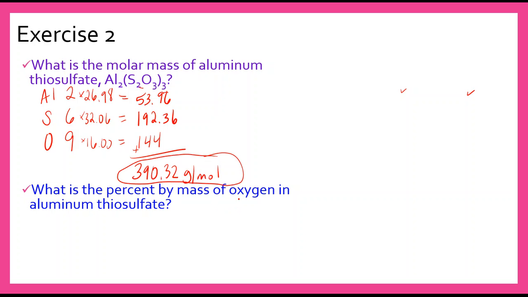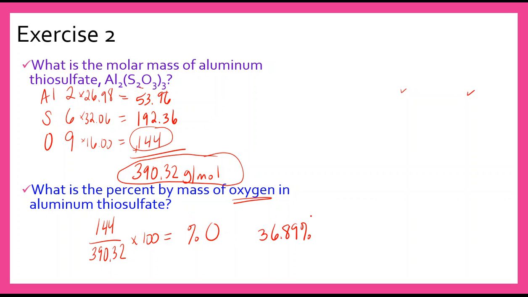Now it wants the percent of mass of oxygen here. So I need my oxygen number, which is 144, over my entire mass, which is 390 times 100. And this is going to give me my percent of O. Just calculate that real quick. And the percent by mass here is going to be 36.89%.